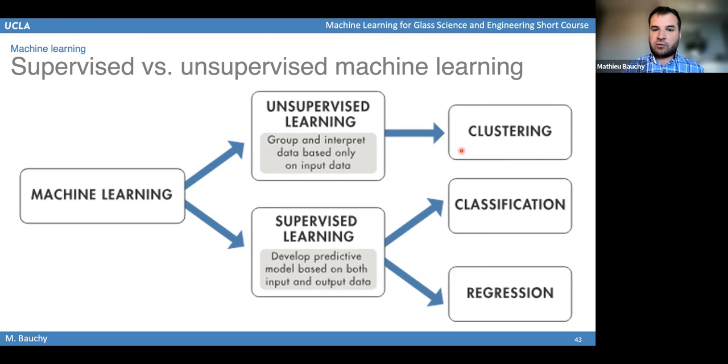So that's the first thing. That's unsupervised learning, and I'll come back to that with some examples in a few slides. The second type of machine learning is when you have data with some label. That is to say, when you have something that you want to predict about those glasses, and you already have some examples about glasses for which you already know the property that you want to predict.